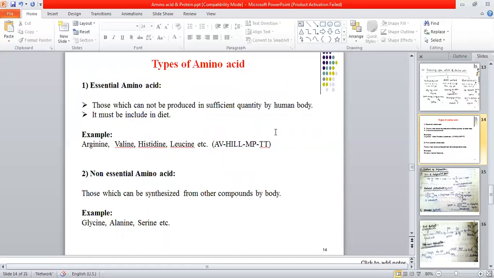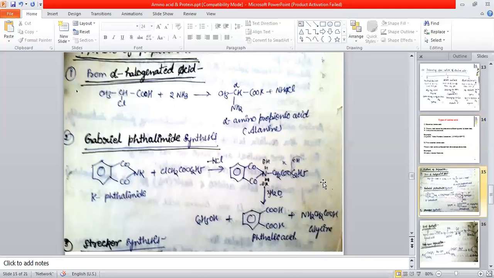Whatever amino acids you will see, all other amino acids are called non-essential amino acids. Now this one is the method of preparation of amino acid. But if in the exam the question asks to write about the method of preparation of protein, there also you have to write these types of synthesis only.